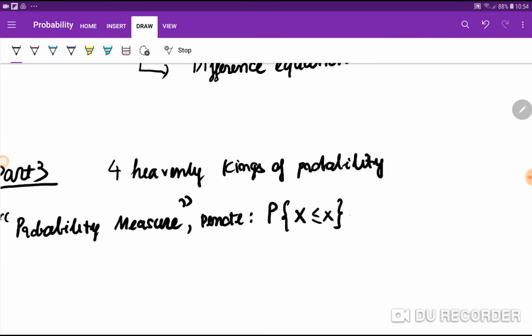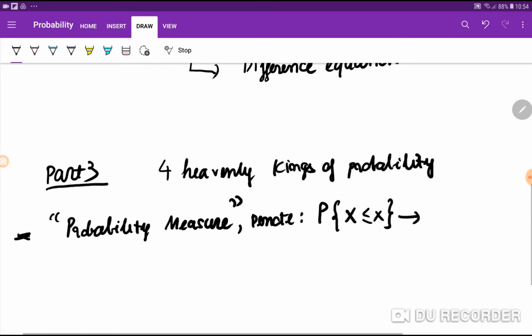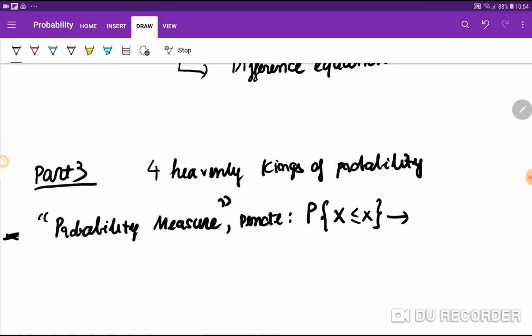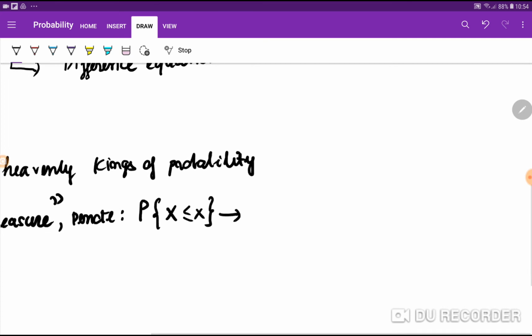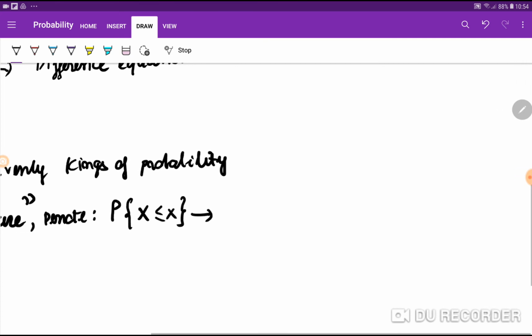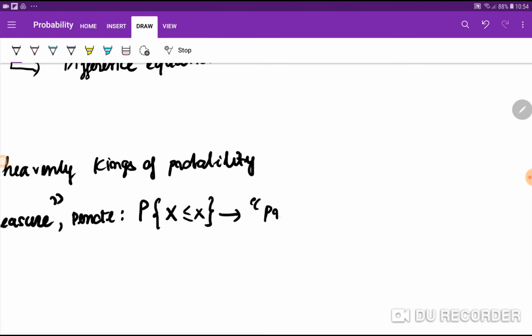And then from probability measure, you have another term that's correlated to it. We're not going to explore the relationship in this video. We're going to talk about it later, but I just want to introduce you. This is just getting to know the name of it. It's called probability mass function.